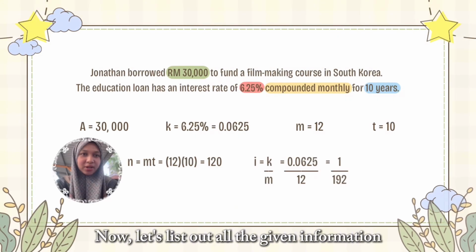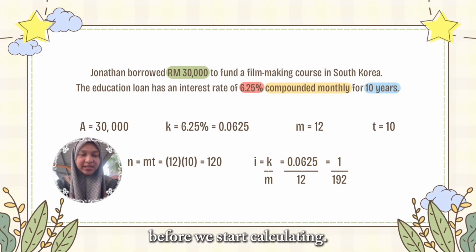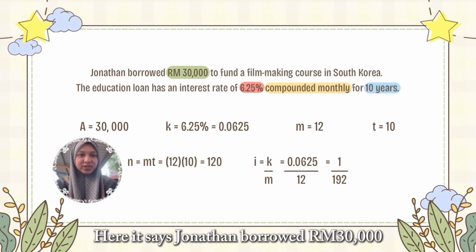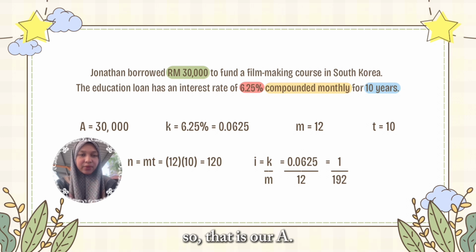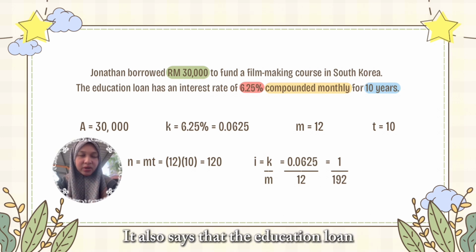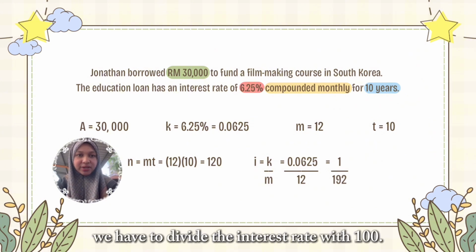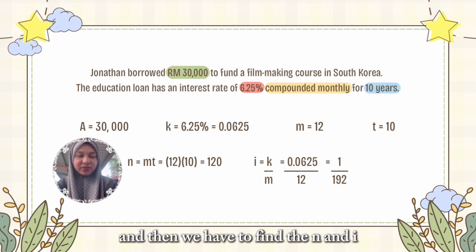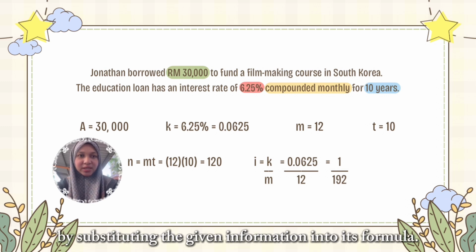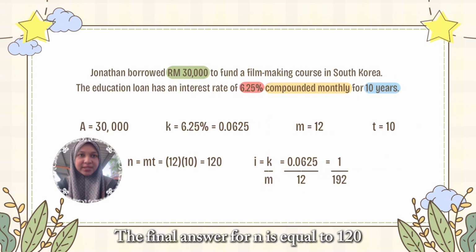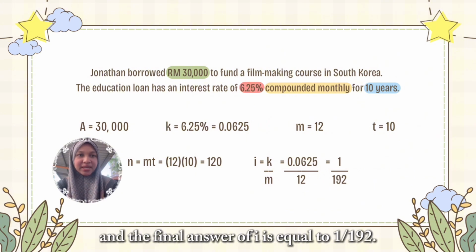Now let's list out all the given information before we start calculating. Here it says Jonathan borrowed 30,000, so that is our A, and it also says that the education loan has an interest of 6.25%, which is k, and for this part we have to divide the interest rate by 100. And then we have to find the n and i by substituting the given information into its formula. The final answer for n is equal to 120, and the final answer of i is equal to 1 over 192. Here is the calculation.